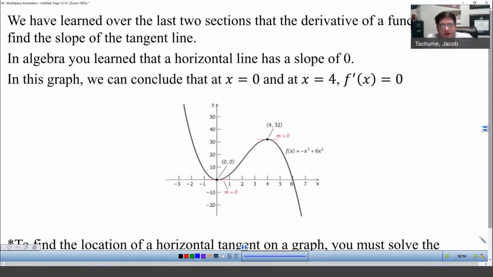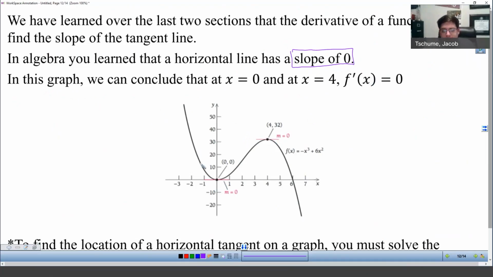All right, now that we've gone through some tangent line ideas, we have learned over the last two sections that the derivative of a function helps us find the slope of a tangent line. In algebra, if you remember, y'all talked about horizontal lines at some point. The one thing you need to remember about that is that every horizontal line has a slope of 0. So what we can say is that in the graph below, at x equals 0 and at x equals 4, we can say that the derivative is actually equal to 0.